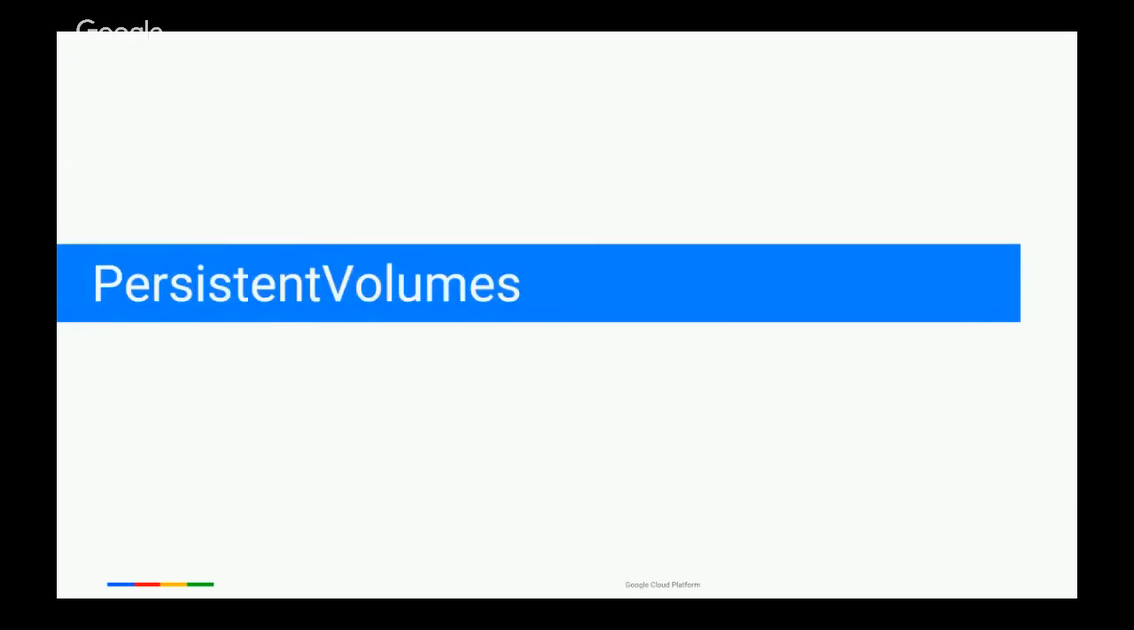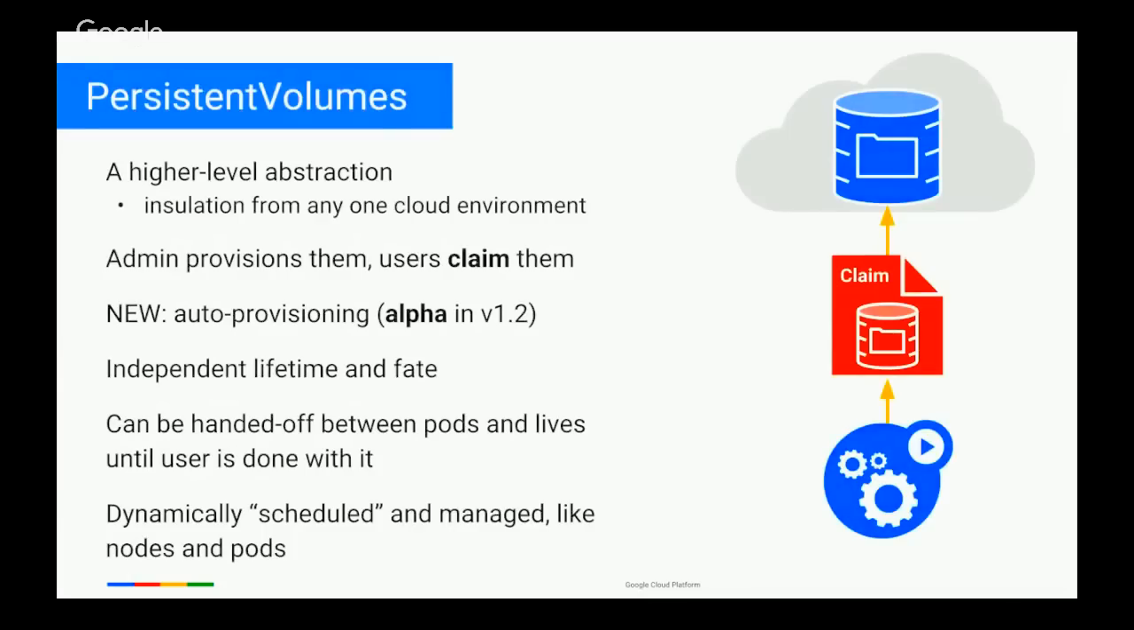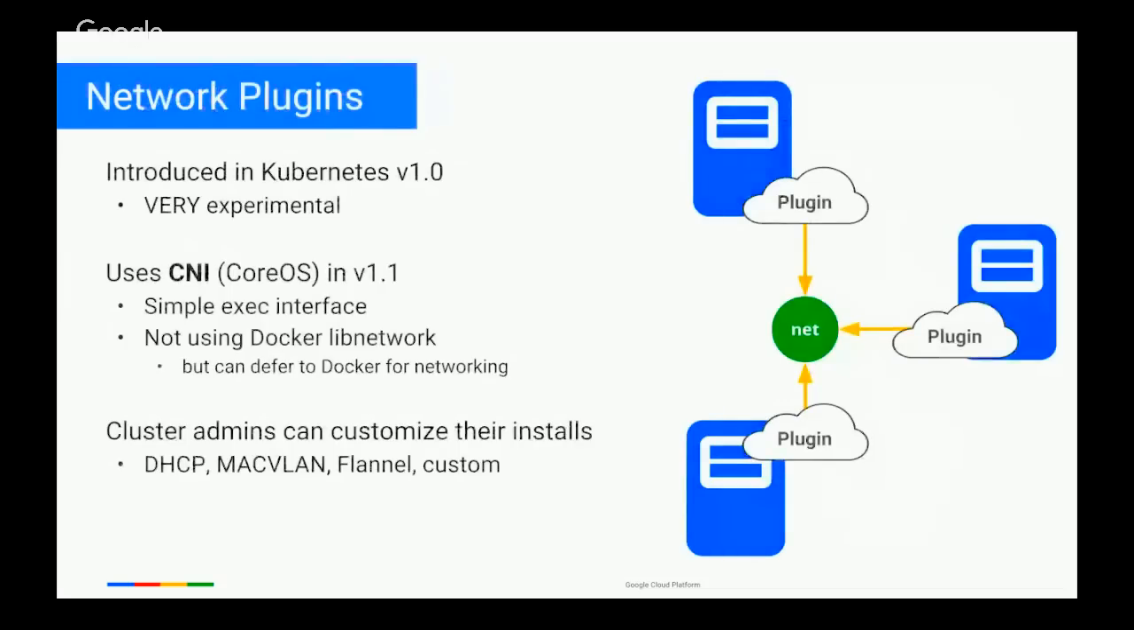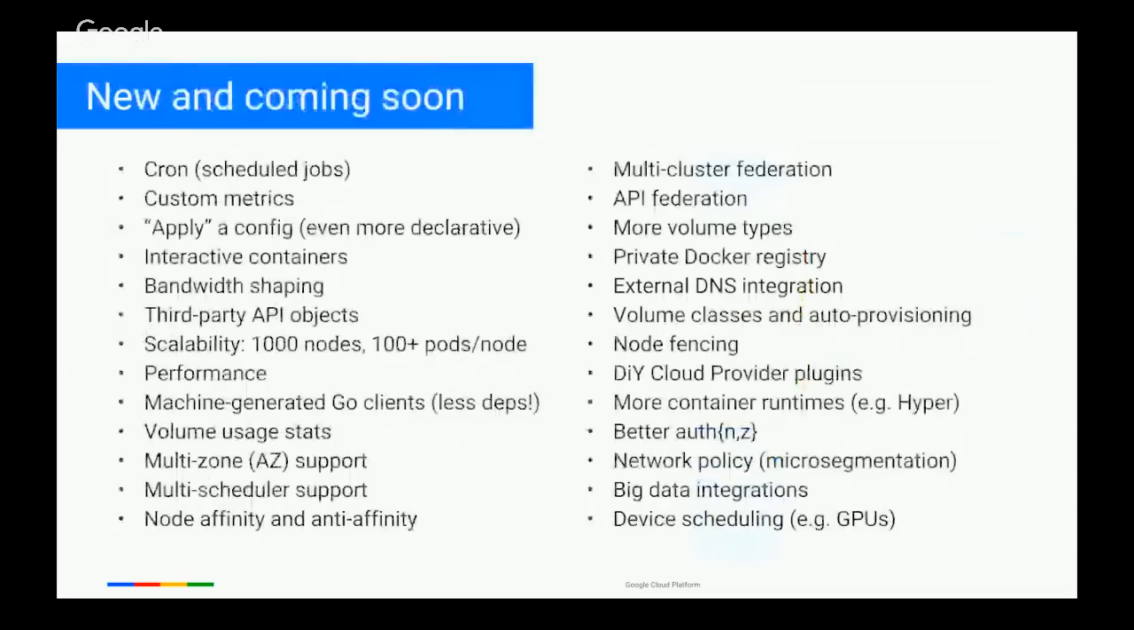So let me wrap up. Skip this. Persistent volumes will now auto-provision. Network plugins. Keep going. You thought I was kidding, but I had 150 slides. So here's just a list of more stuff that I couldn't demo today because we just did too much cool stuff in this release. This is all stuff that's in the current release.